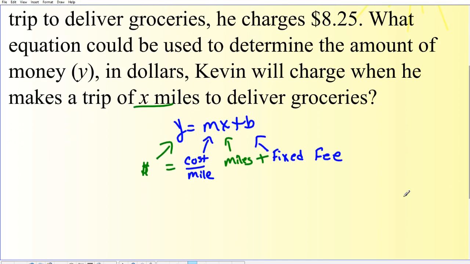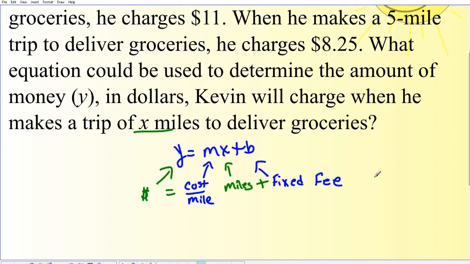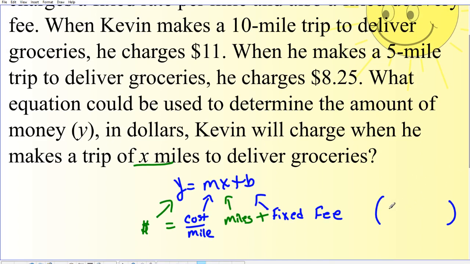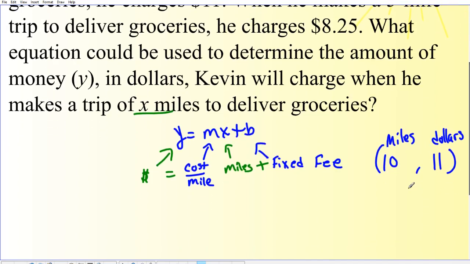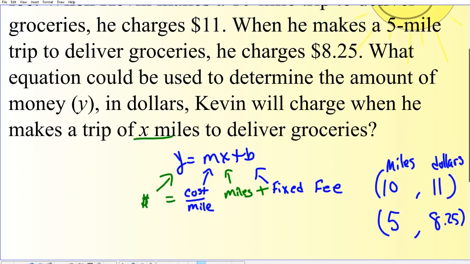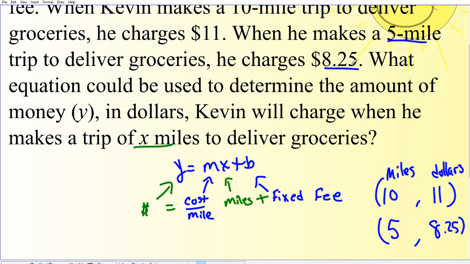Now, in order for me to find this cost per mile, I need a little bit more information, or I should say, I need to pull some information from the problem. Here's what the problem tells me. It tells me that when he went 10 miles, he charged $11. And when he went 5 miles, he charged $8.25, right? 5 miles, $8.25.